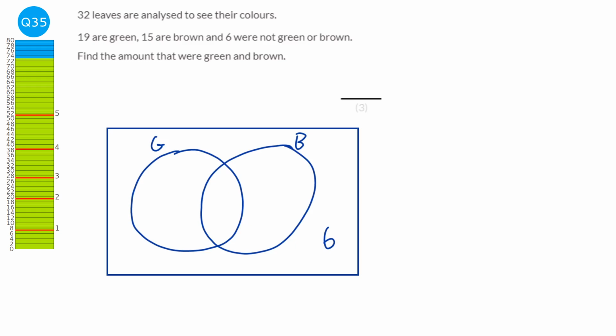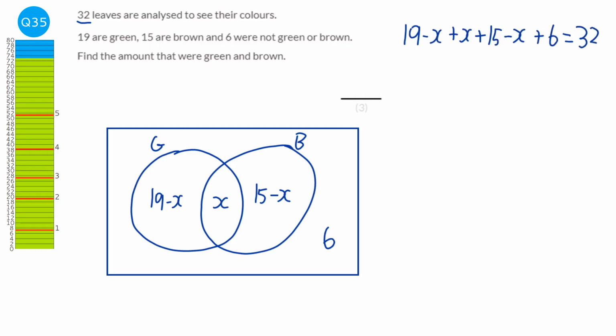We're told that 19 are green, but we don't know which, either they're in here or a bit of both. So what we can do is label the center X, and we can say that there are 19 take away X just green, because they could have been both green and brown. And for the brown we can do the same, so it'd be 15 minus X. And for the next step, we know that all of them together add up to 32, because it says in the question. So we're going to add all of these, the 19 minus X, the X, the 15 minus X, and the 6 together, and we know that equals 32.